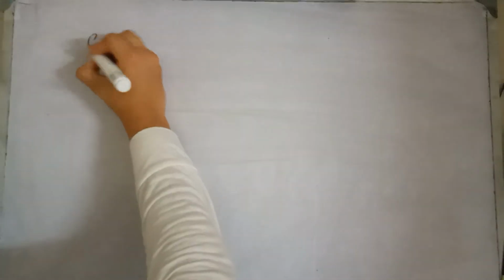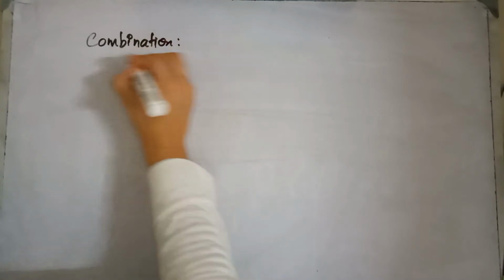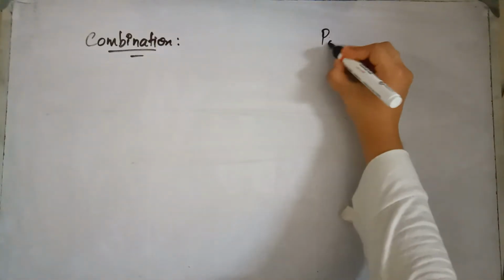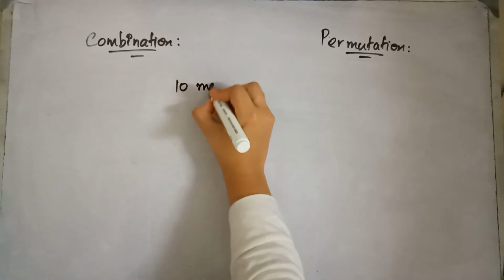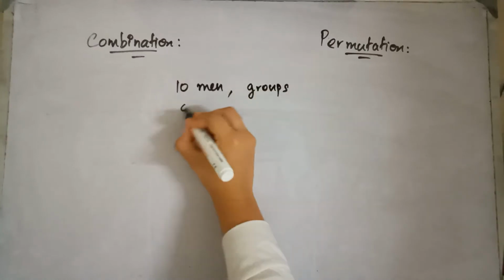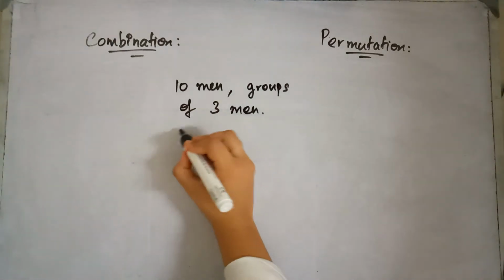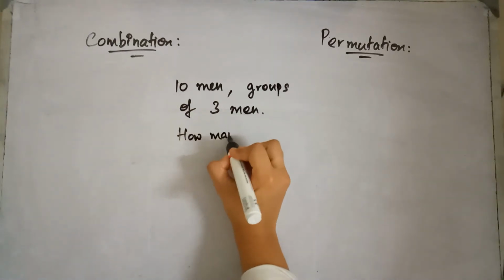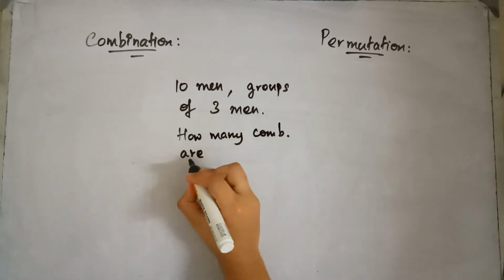Okay. So first, I'll tell you the difference between combination and permutation. Now, when do we use combination and when do we use permutation? Because it can be confusing sometimes. Let me give you a question as an example. There are 10 men and it's needed to form groups of 3 from these 10 men. Now, how many possible combinations are possible?